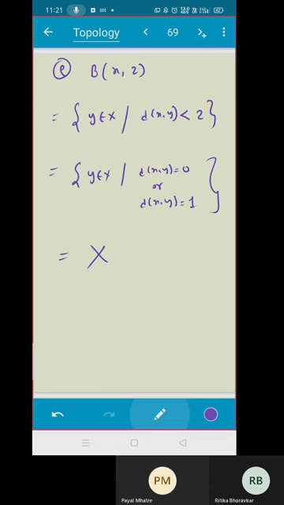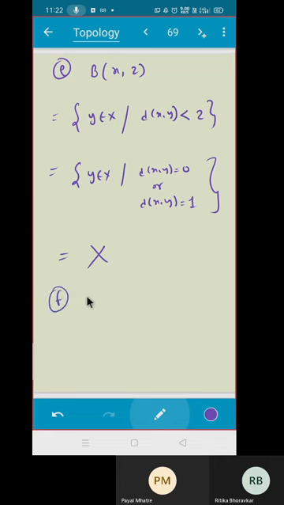Others, Payal, Kritika, do you understand this? Yes, sir. That means if the distance is less than 2, it has only two options, 0 and 1. But in my space X, that is in my discrete metric space, take any 2 points, they have the same options, either 0 or 1. So you can take any 2 points of the set X. So this whole set is the same as X only.